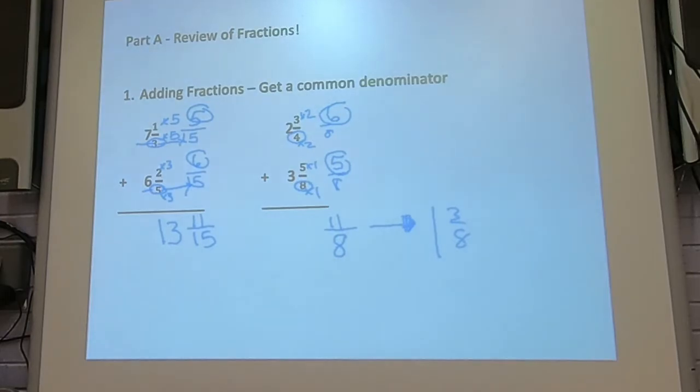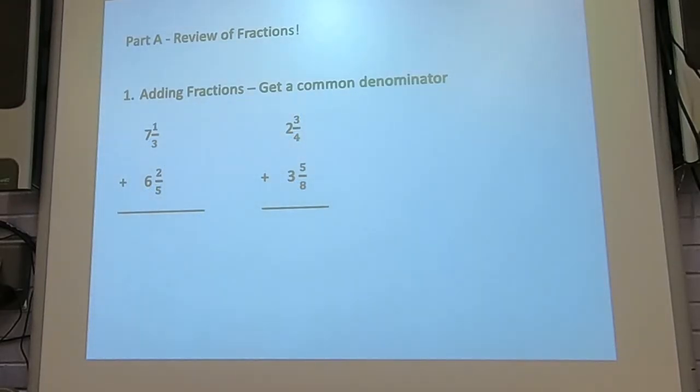Alright, so now I'm going to add the whole numbers. 2 plus 3 is 5. So now I have to add 5 plus 1 3/8, which is 6 3/8. So that's my final answer. If you have trouble with fractions, I would recommend you go try to find a video on Khan Academy or on YouTube that might help you do more examples of this.